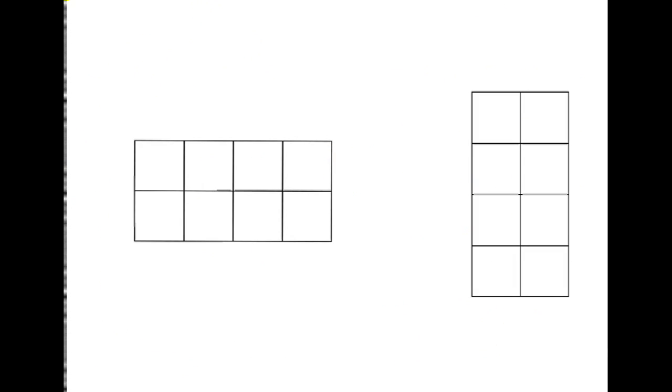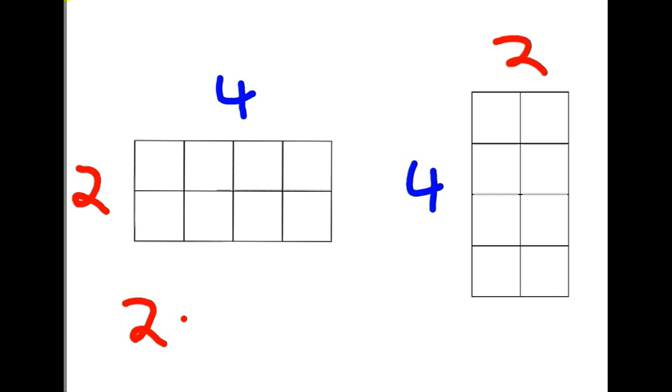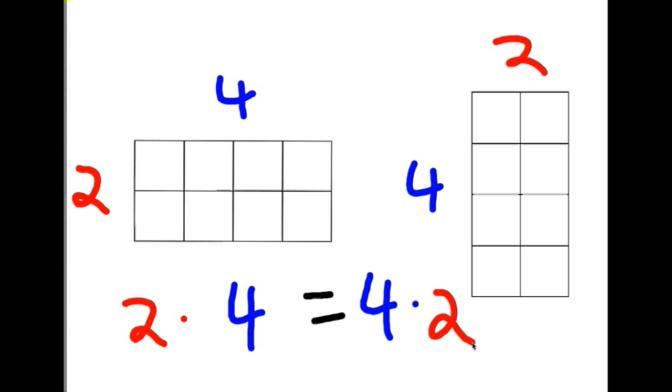How many rows does the left grid have? 2. Columns has 4. How about the grid on the right? 4 rows and 2 columns. Okay, we're starting to see the principle that we're trying to get at here. If we take 2 and multiply by 4, it's the same as if we take 4 and multiply by 2. In other words, either way, we get 8 total squares.